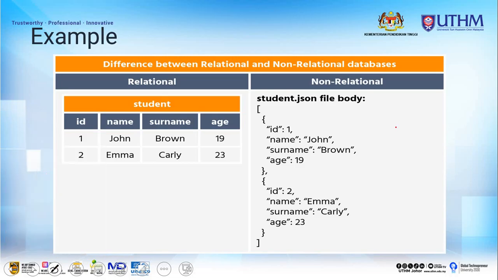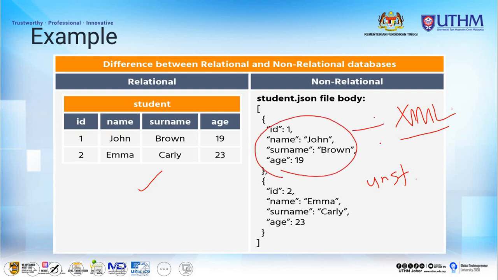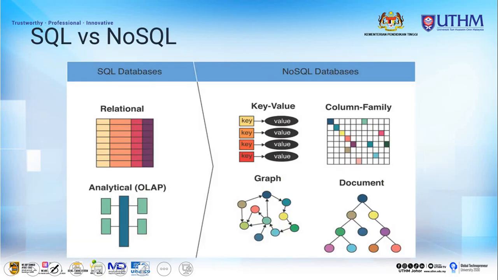As I told you, XML, extensible markup language. In a relational database, we know it is a structured format, but this one is an unstructured format. For unstructured formats, we usually use extensible markup language. The same thing, ID 1, name, surname, age, is written in this format. This format is known as XML, or JSON format as well. This is the difference between relational and non-relational databases.